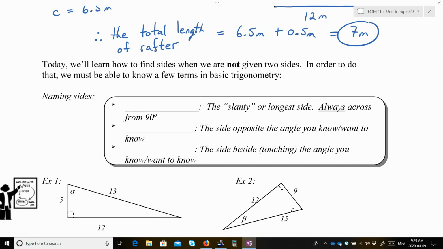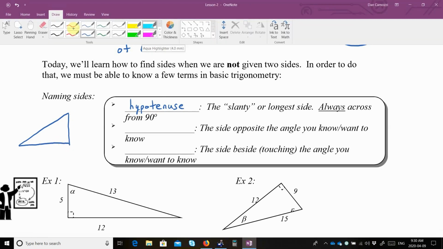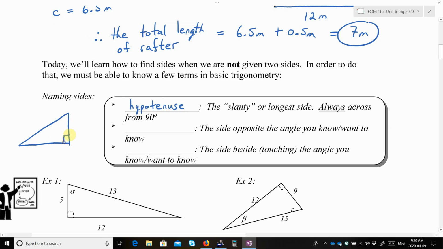So, naming sides. In a 90-degree triangle, the slanty or longest side, it's always across from the 90 degrees. That is called the hypotenuse. So if I draw a little picture, there's our 90 degrees, and across from the 90 degrees, the slanty side, it's always the longest side, and that's called the hypotenuse.